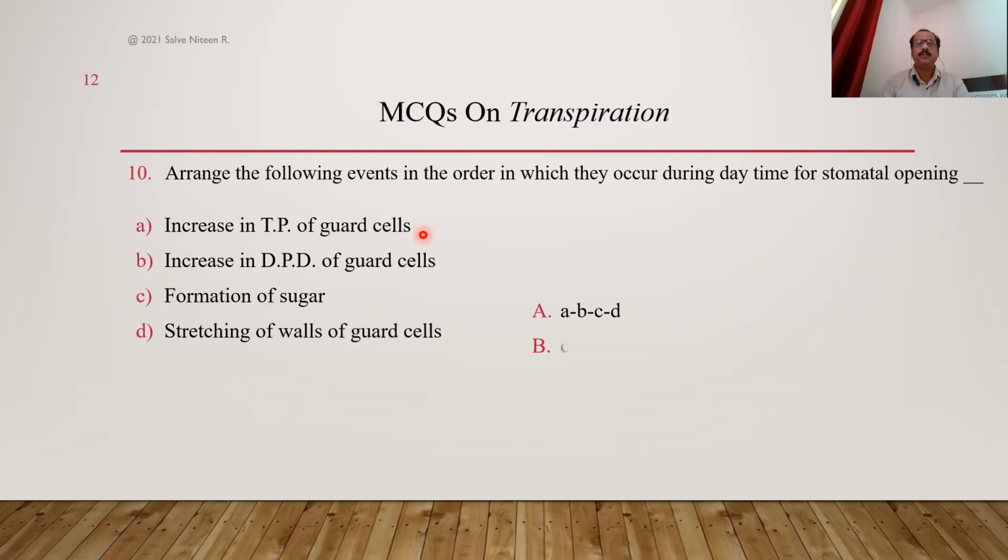So when you arrange these events properly, you know that the first event is formation of sugar, then this happens, increase in DPD, then increase in TP, and then stretching of walls of guard cells. So C, B, A, D, that is the right answer. So here C is the right answer.